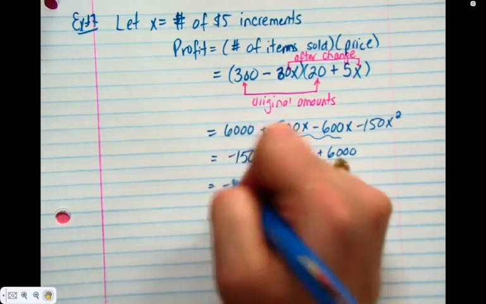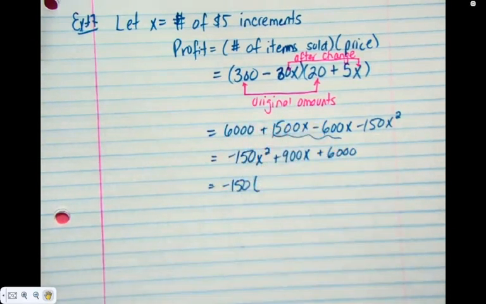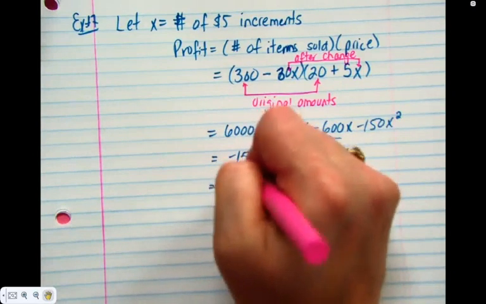Complete the square. I've got to take that negative 150 out first. And you can use your calculator for this.